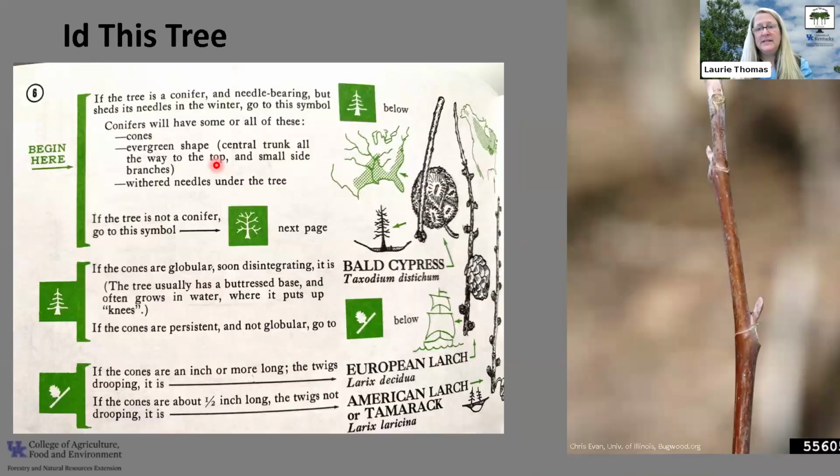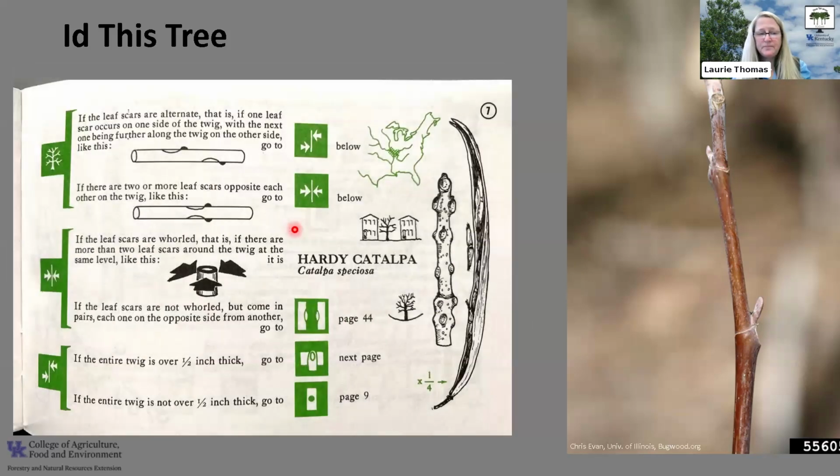All right, let's do one more. Okay, this one's a good one. I like this one. You notice how the bud scales look much different on this one. It actually looks like almost one whole bud scale just sitting over top of our lateral buds there. Okay, so we go back to page 6, begin here. Well, we know this is not a conifer. It has its leaf scars where it's dropped its leaves. So we're going to go to the next page.